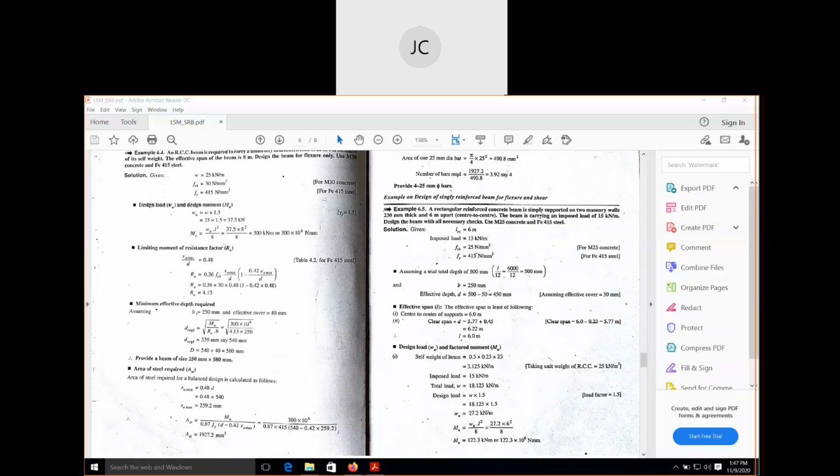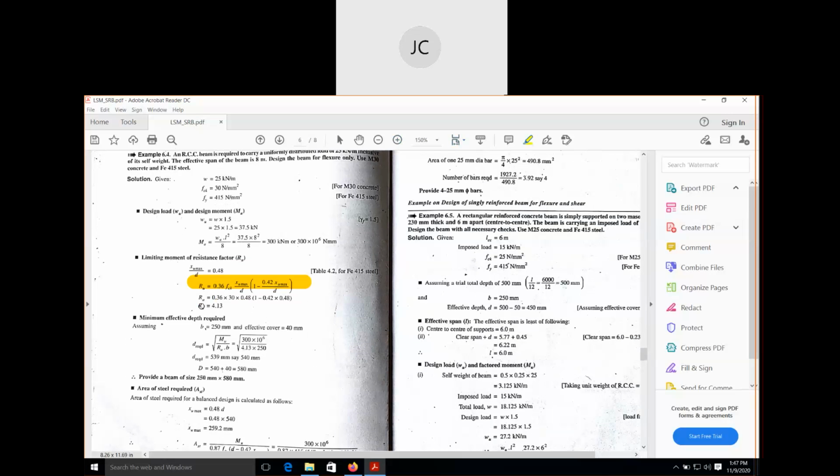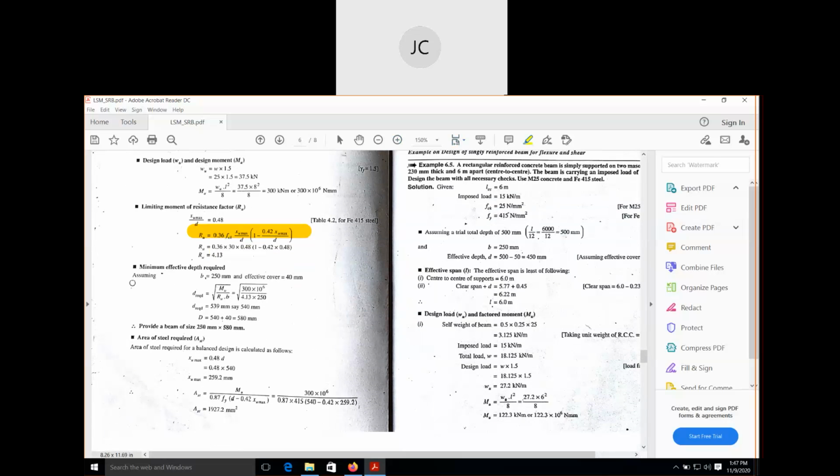First we have to find the value of Ru. Ru means this value. First we have to calculate this value because all the values are given. Xmax by d is 0.48 because in the question it is given that steel is Fe415. After getting the value of Ru, first we have to assume the width of the beam, B. Here we have assumed the width of the beam as 250 millimeter, and then we will calculate the effective depth required by this formula.